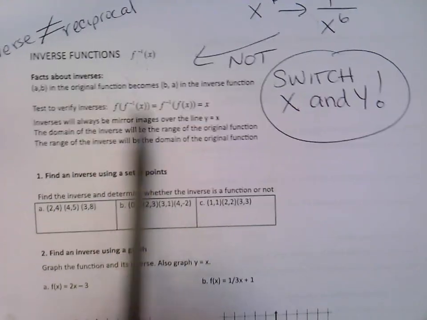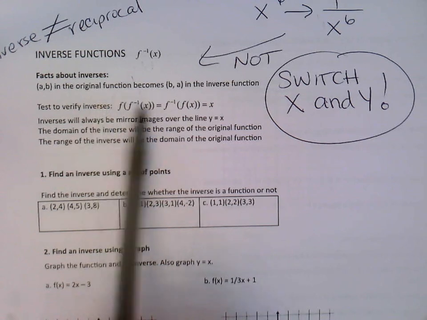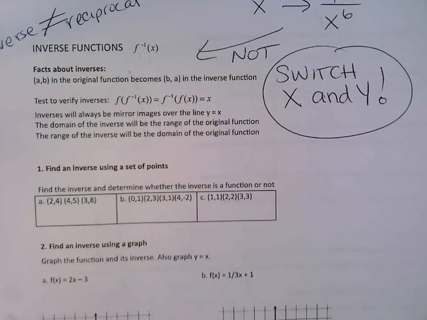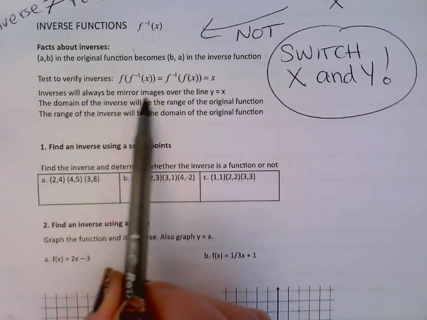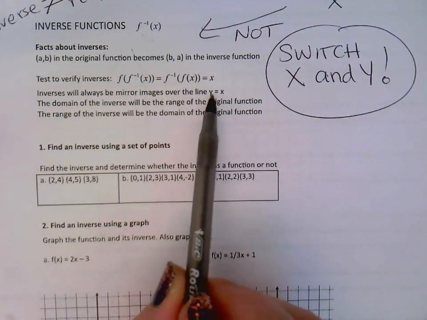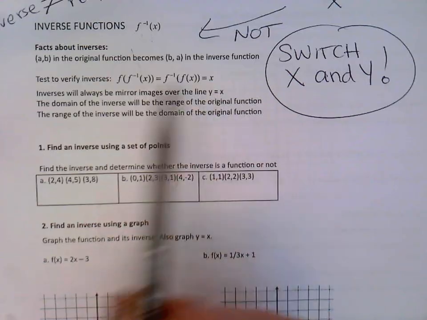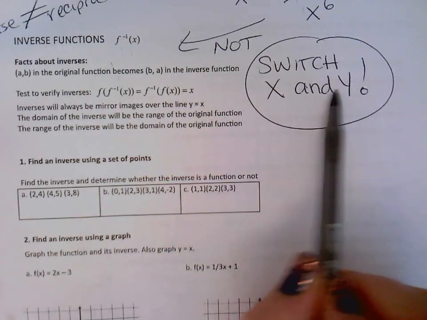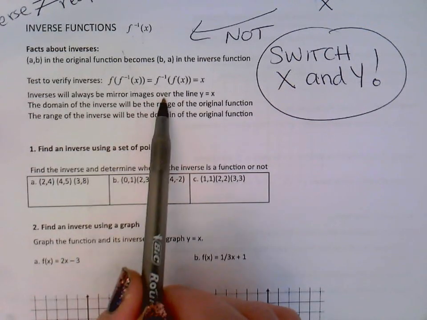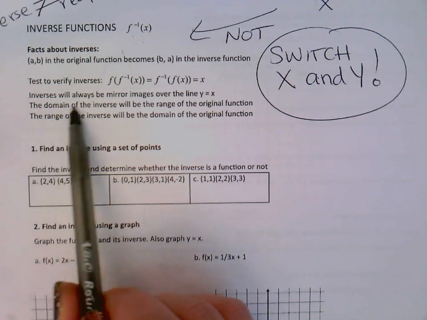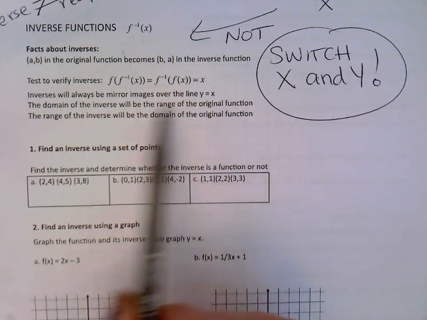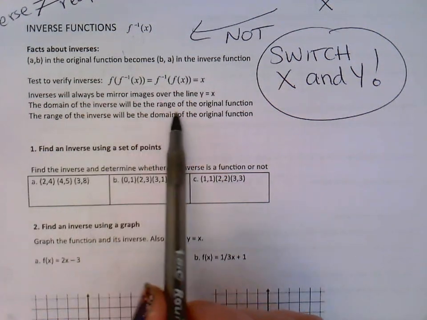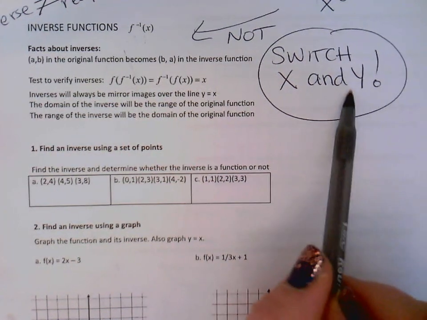I don't think we're really going to talk much about the test for inverses, but you plug one function into the other function. Inverses will be a mirror image over the line y equals x. I'll show you that when we do the graphs. And if we're switching x and y, domain and range flip-flop. So domain of the inverse is the original range. Range of the inverse is the original domain because you're switching x and y.